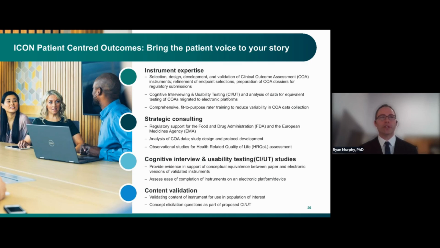And finally, also with content validation, making sure through concept elicitation questions that the instrument being used is actually appropriate and comprehensive enough for the population that you are running this study in.